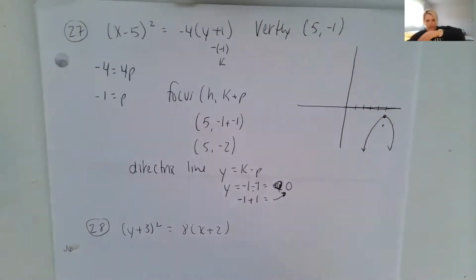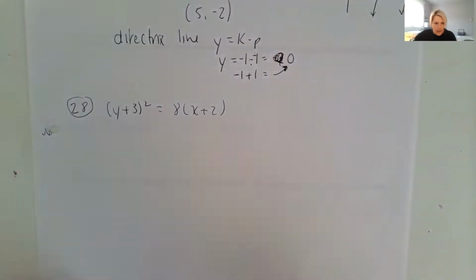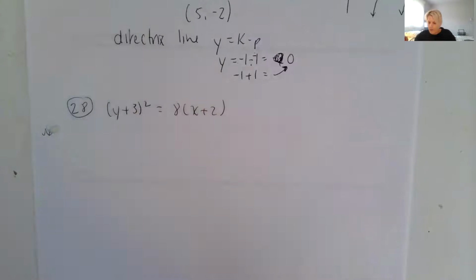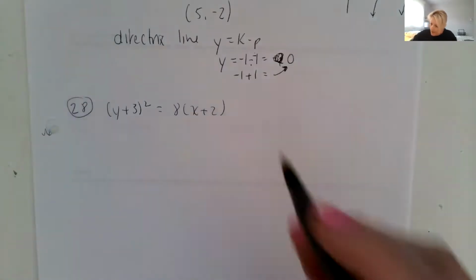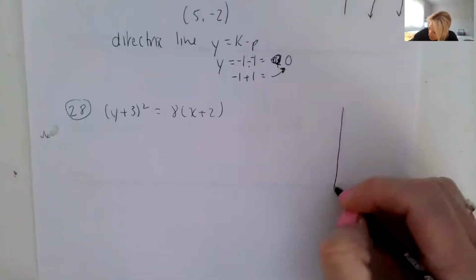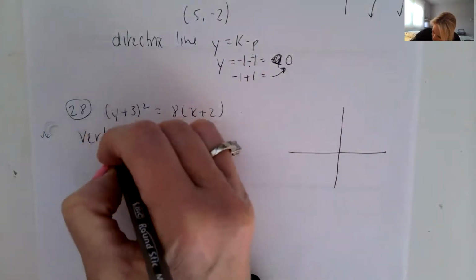Okay, 28. So 28, this time it's the y piece that's being squared. So it's going to be left and right facing. It's the y piece. So let's just draw our graph up here, and let's start with the vertex.